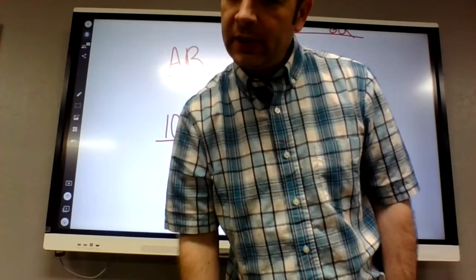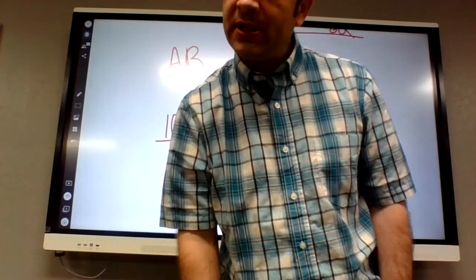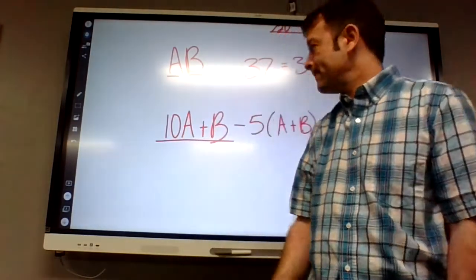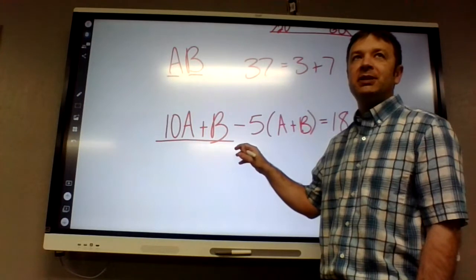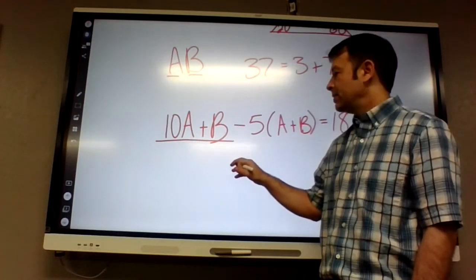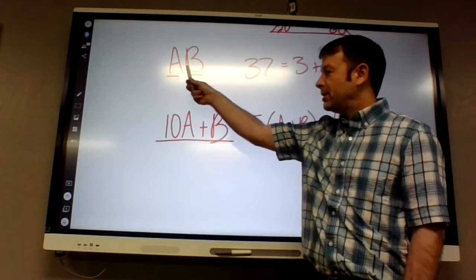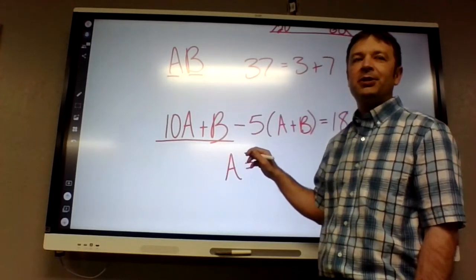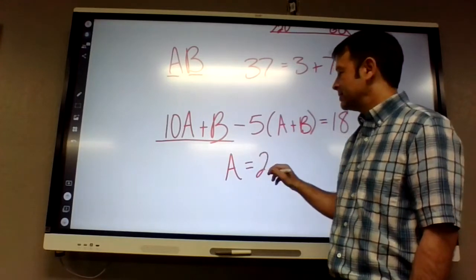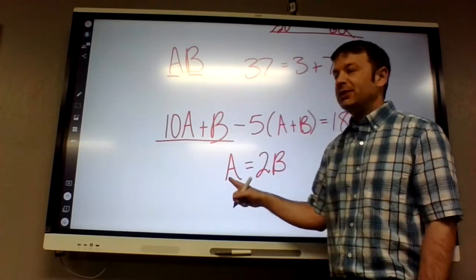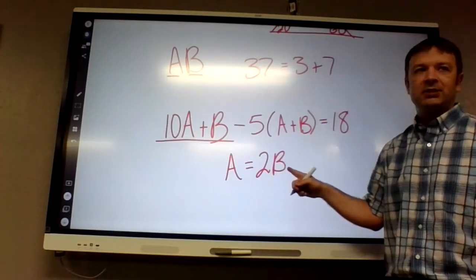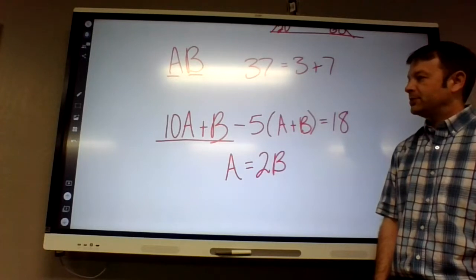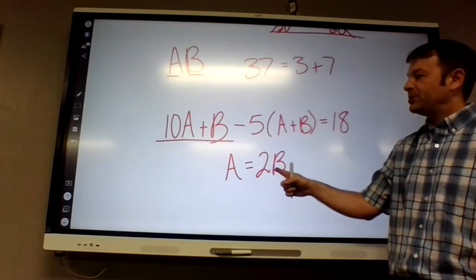The next part says if the tens digit is twice the units digit. So what's the tens digit? A is twice the units digit. What's probably the easiest way to solve this one? Substitution, because A can be replaced with 2B.